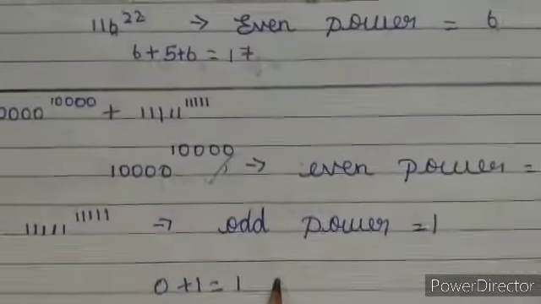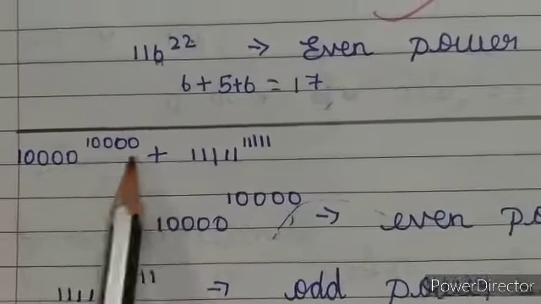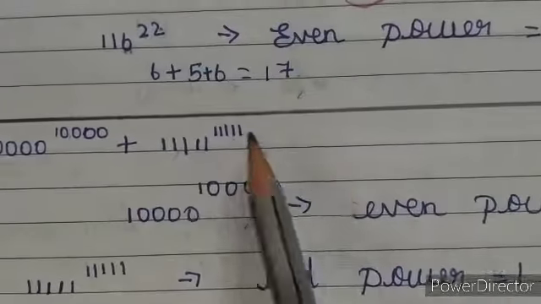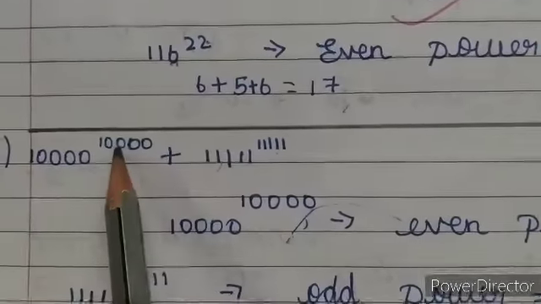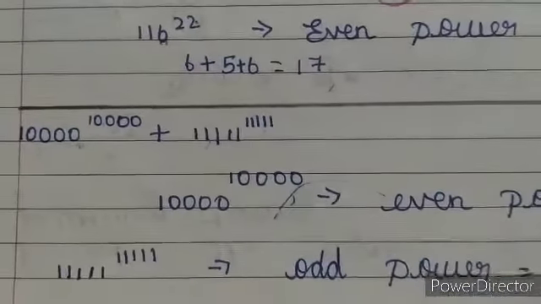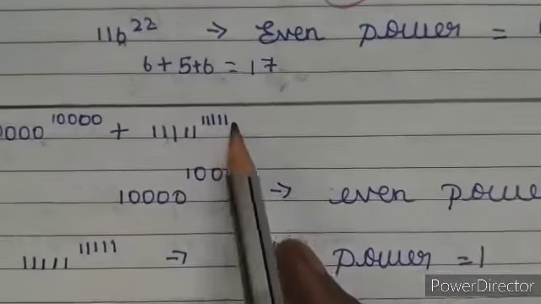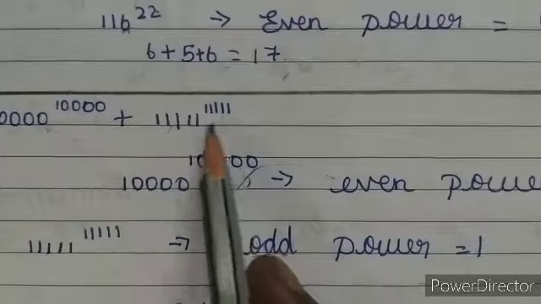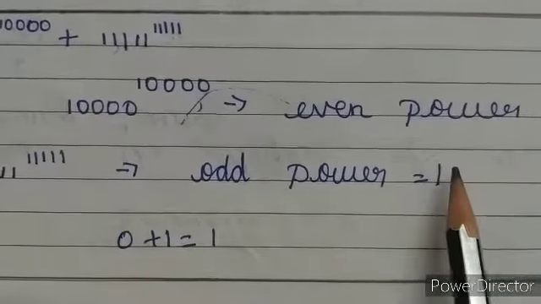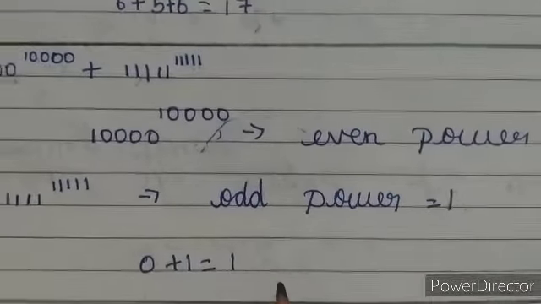Coming to the next sum, 10,000 and the power is also 10,000, and 11,111 and the power is also the same. Whatever it may be, check the power. It is an even power. The base ends with 0, so the unit place of the answer is also 0. And here the power is an odd power, and the base ends with 1, and the unit place of 1 will end with 1. Now your answer is 0 plus 1 equal to 1.